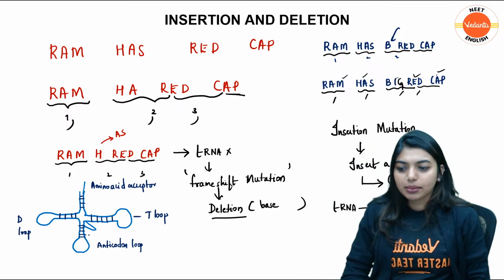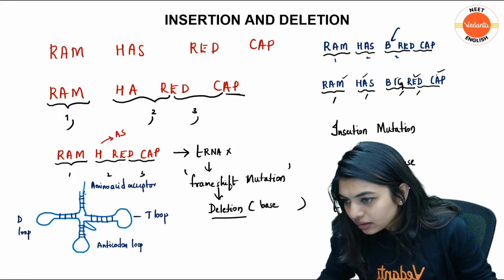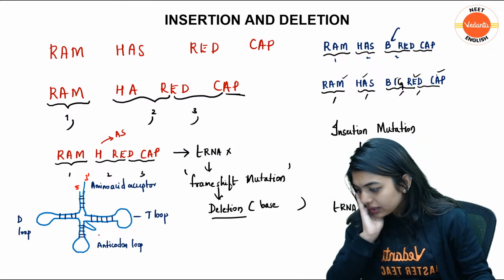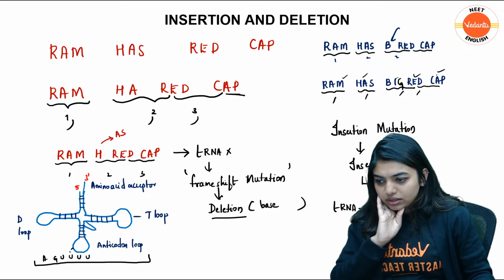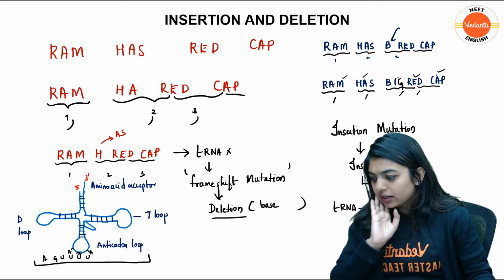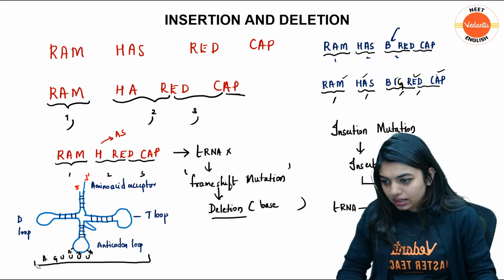This is how your tRNA will look like. You can even label the 5' and 3' end. Now imagine you have a codon here, A, G, U. U means T, no? It will code for A. So it will form anticodons.